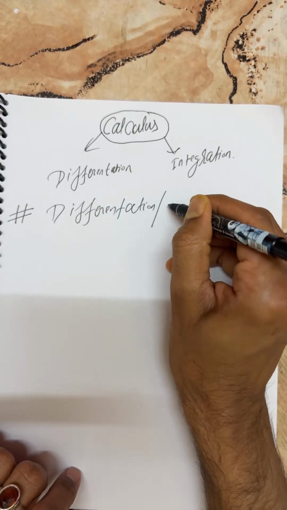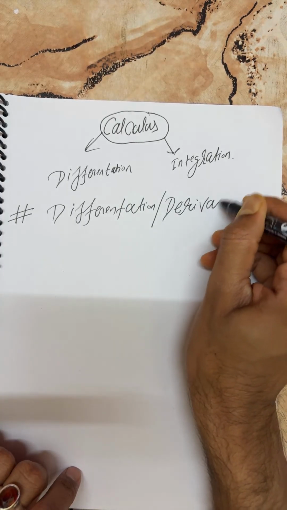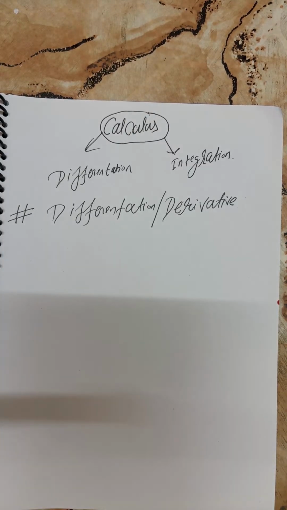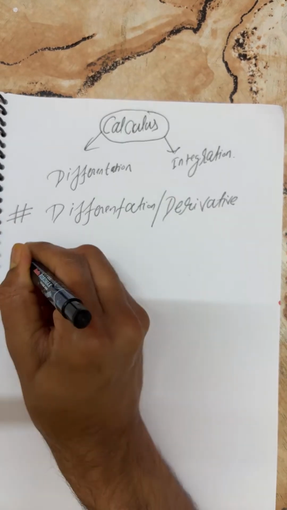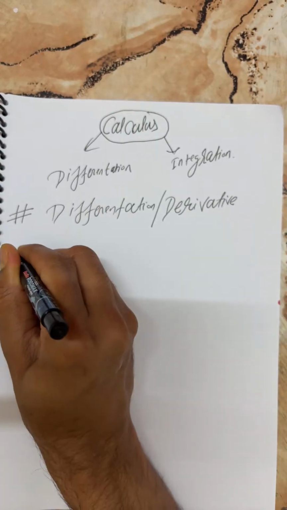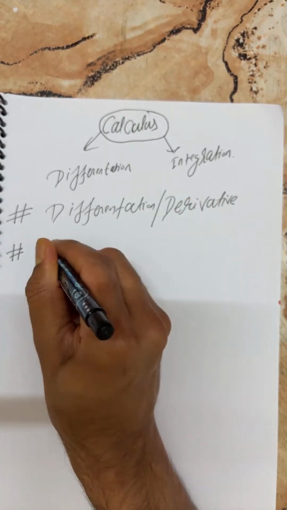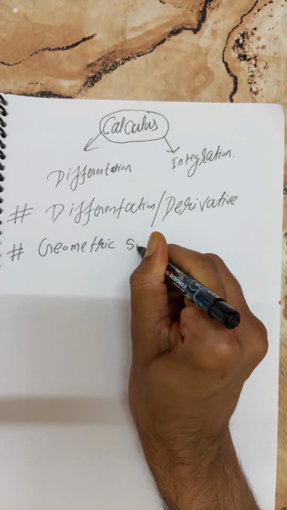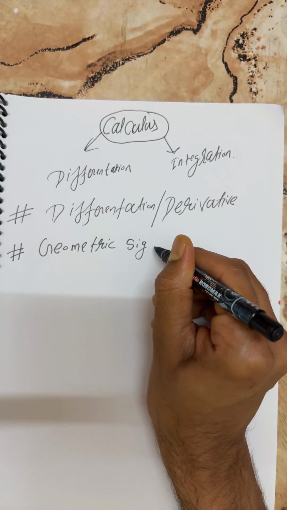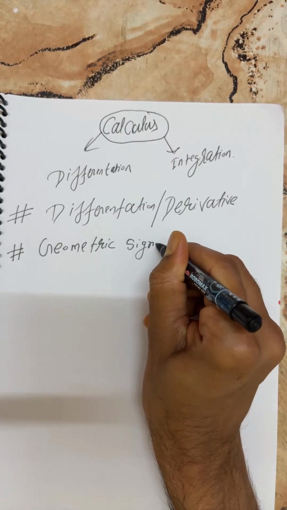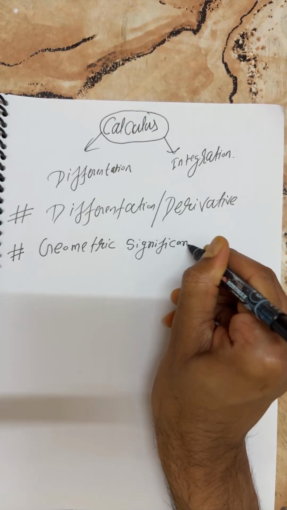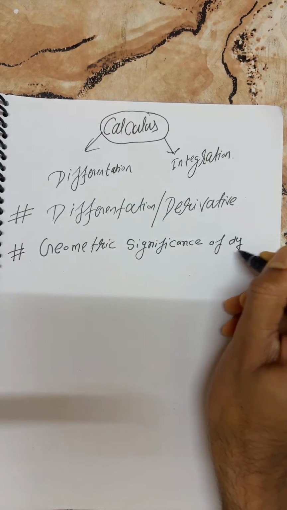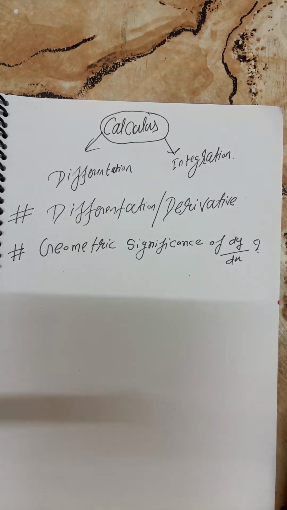Differentiation, sometimes you can call it derivative. Both are the same thing. But a little point I'll tell here: the geometrical significance of dy by dx. I'll not go into much detail, but a little point. What is this? That is very simple.